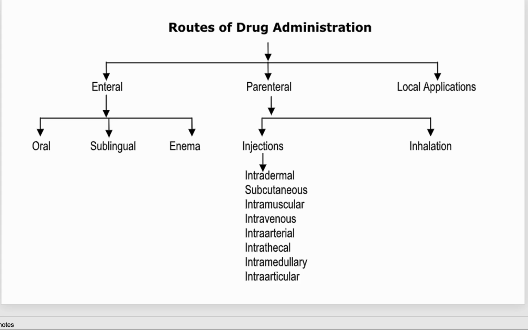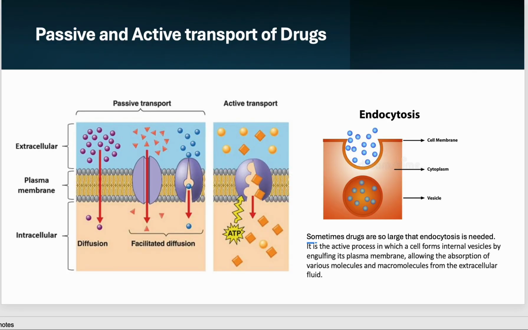Now, after the routes of drug administration, let's discuss passive and active transports of drug. Now, there are two types of passive transports as well. You can see in the diagram. I'm sorry, passive diffusion and facilitated diffusion.